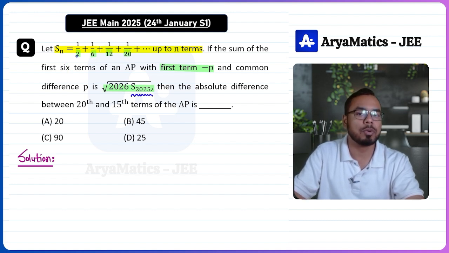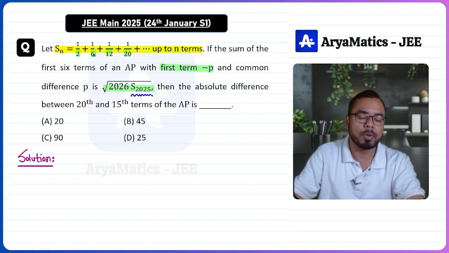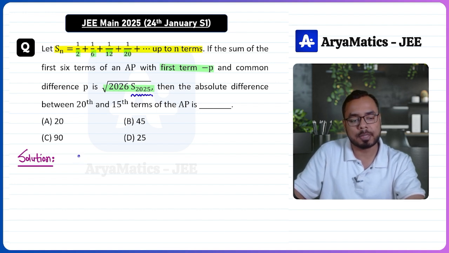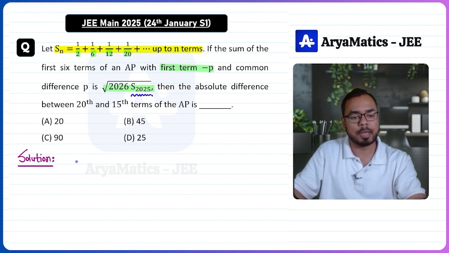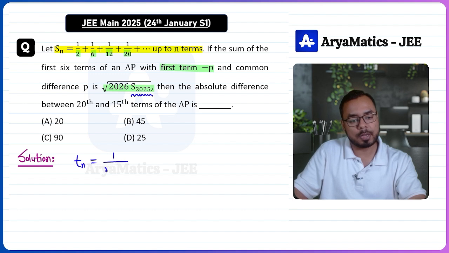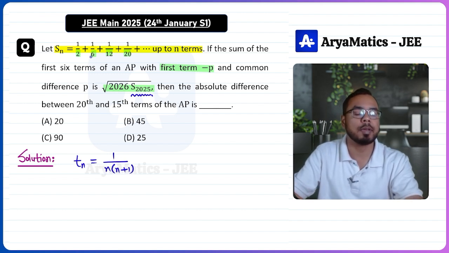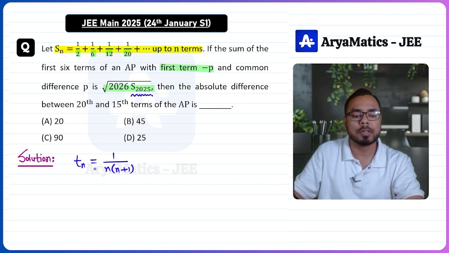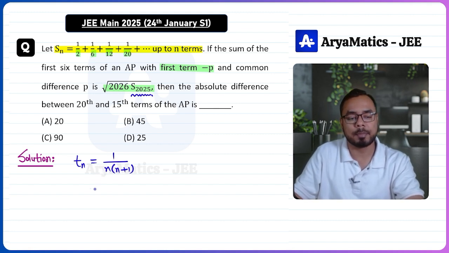This 2 is 1 into 2. 6 is 2 into 3, right? 12 will be 3 into 4, 20 is 4 into 5. So if you write the general term Tn, then clearly you can see that this will be 1 by n into (n plus 1), right? In the first term we have 1 into 2, then 2 into 3 and so on. So this is the general term Tn.